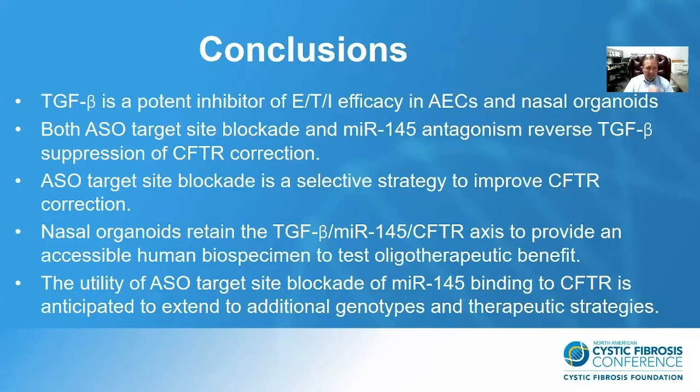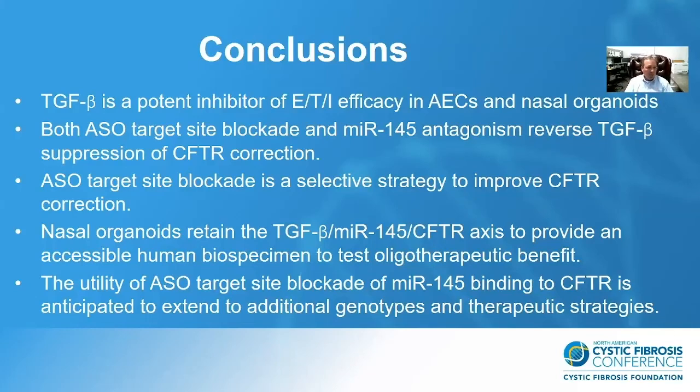So first, TGF-beta is a potent inhibitor of ETI efficacy in airway epithelial cells and nasal organoids. And this is a target to improve CFTR correction even further. Number two, both ASO target site blockade and miR-145 antagonism reverse TGF-beta suppression of CFTR correction and increase the efficacy of ETI correction.